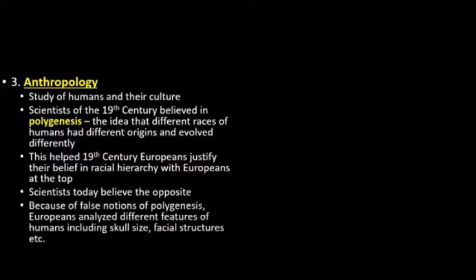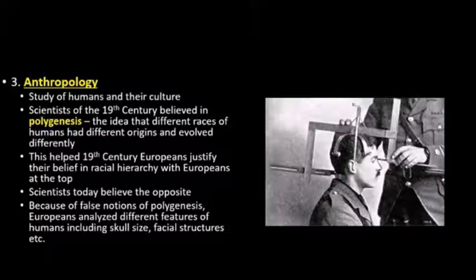All right, now, because of false notions of polygenesis, Europeans are going to start analyzing different features of humans, including their skull size, their facial structures, the way they look. All right, guys. Here is an example of it. It looks like a white European man getting his head measured by a certain device to show how big his head is, the sides of his nose, the sides of his forehead. I'm not kidding you guys.